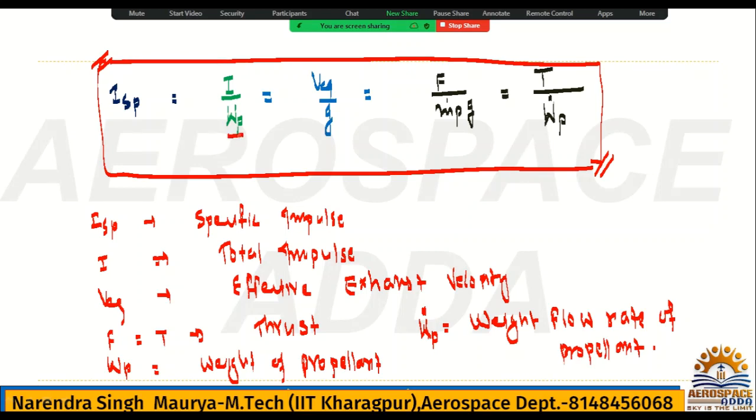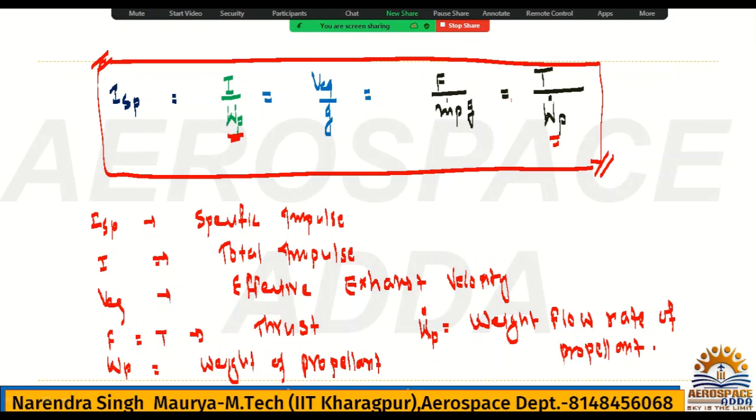Here it is very important, there should not be any confusion. If you are writing WP, it means total impulse in the numerator. If you are writing W dot P, it means in the numerator it is thrust. So basically ISP can also be defined as thrust per unit weight flow rate consumption of propellant. Always remember, ISP does not depend on the flight velocity.